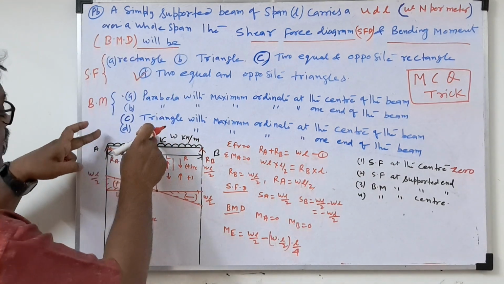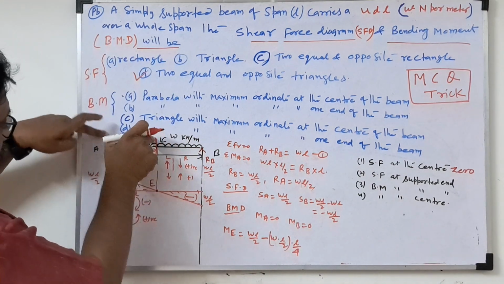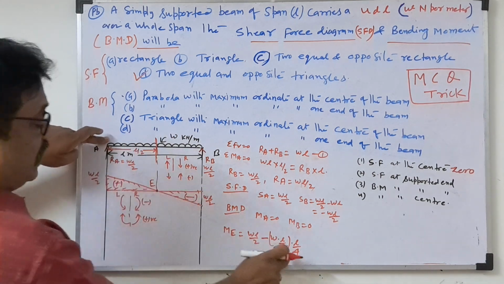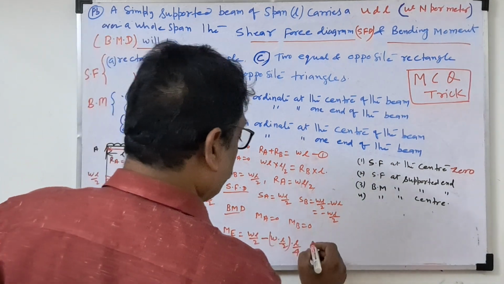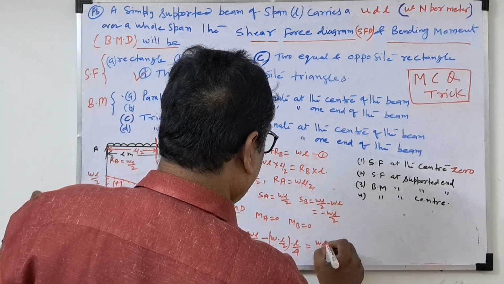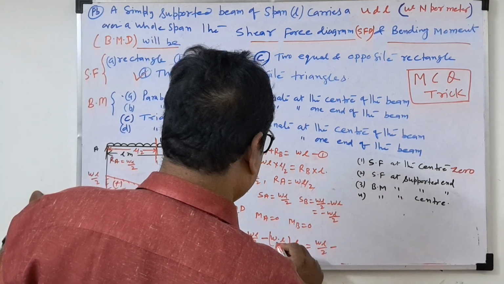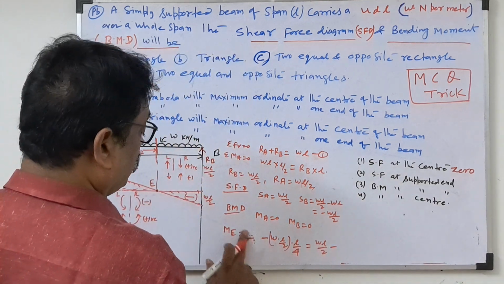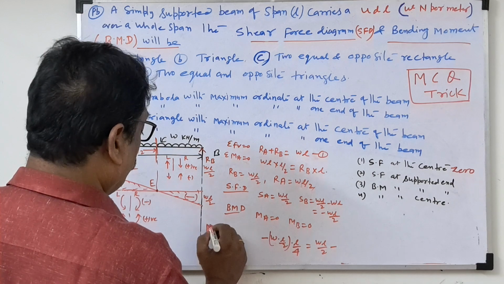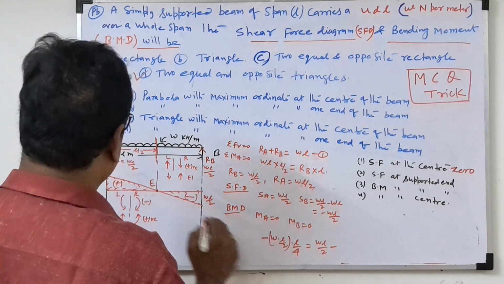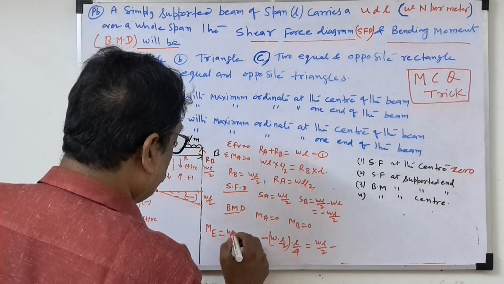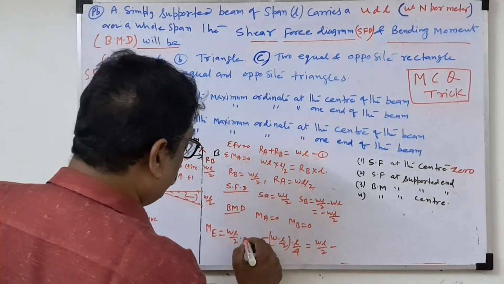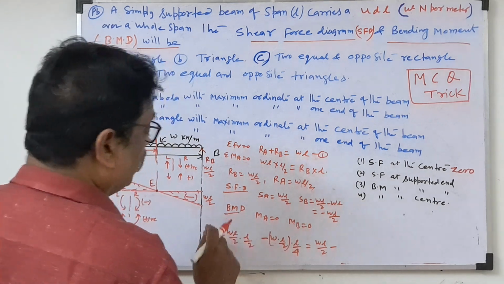Because we are now taking UDL, this is the distance L by 2. So W into L by 2 load and half distance L by 4. If we solve here, what is coming here? WL by 2 minus, oh, this is wrong here. Just wait. Bending moment at E. So what is this? WL by 2 into length, because we are taking moment now into L by 2. This distance I had not taken before.